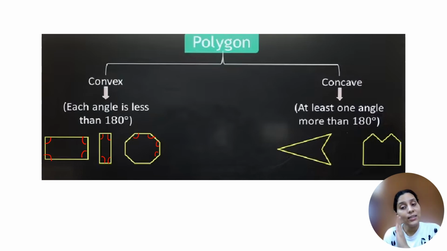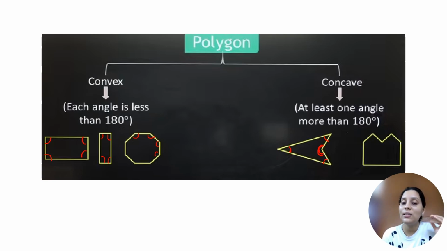But on the other side, when I talk about concave, at least one angle is more than 180. At least one angle. It can be two angles as well, but one angle you will definitely find greater than 180. Now let us see this example. This is definitely less than 180. This is less than 180. This is less than 180. But what about this fourth angle? This angle, if you clearly see, is more than 180.